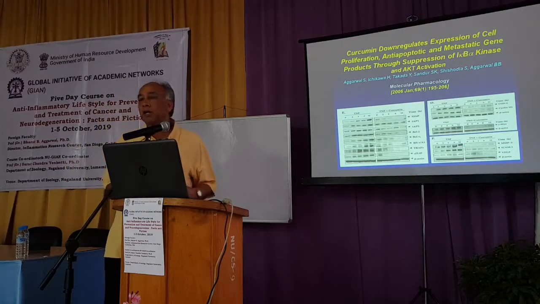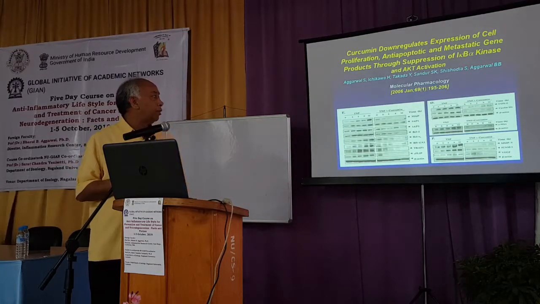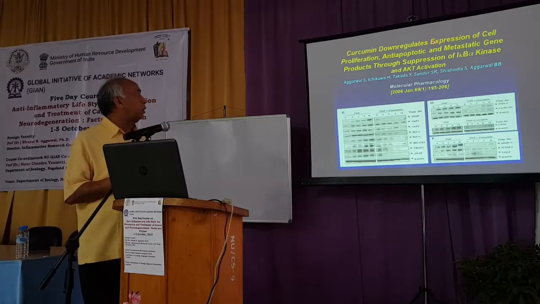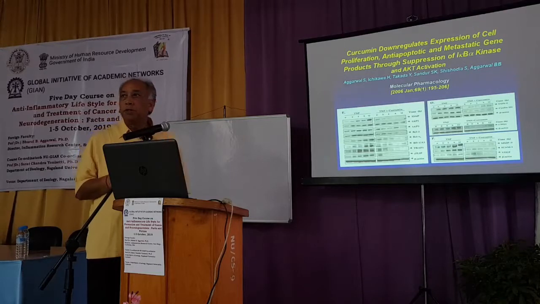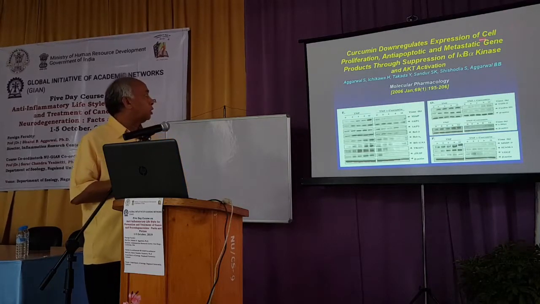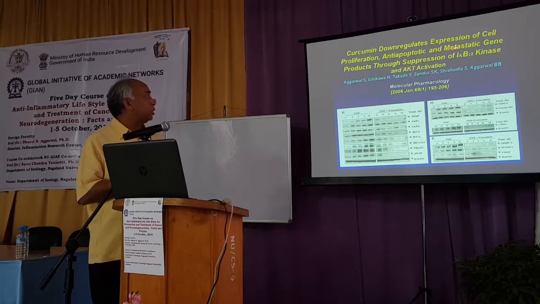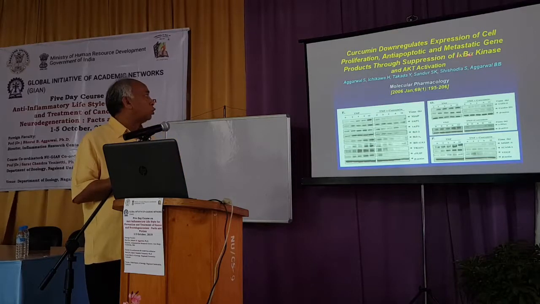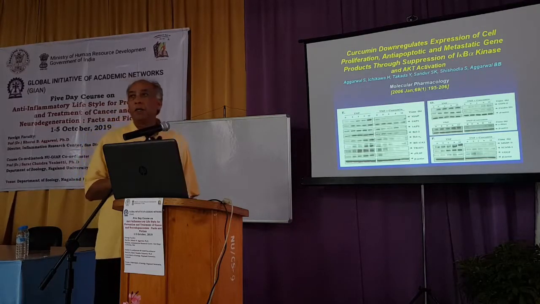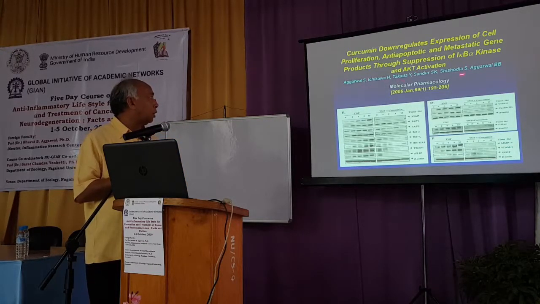So we published another paper. And as you can again tell from the title of it, curcumin downregulates the expression of cell proliferation genes, downregulates the expression of anti-apoptotic genes, and genes that are involved in metastasis of the tumor, through the suppression of NF-kappa B and AKT. And again, there are several authors here, as indicated.